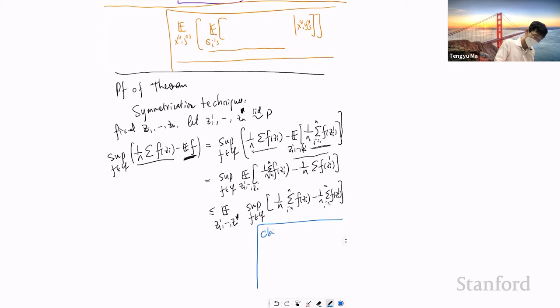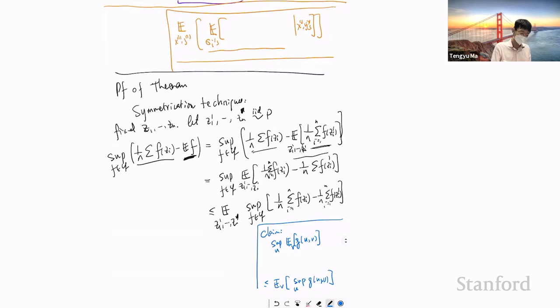Generically, the claim is that suppose you have a function g that takes in two variables, and you take the expectation first over the randomness of the second variable, and then you take the sup over the first variable. Then you can replace this by first taking the sup and then taking the expectation, because when you do the math, you are going from the right-hand side to the left-hand side.